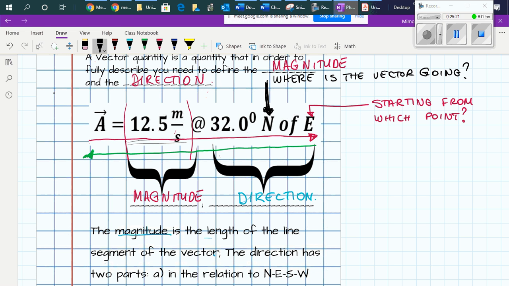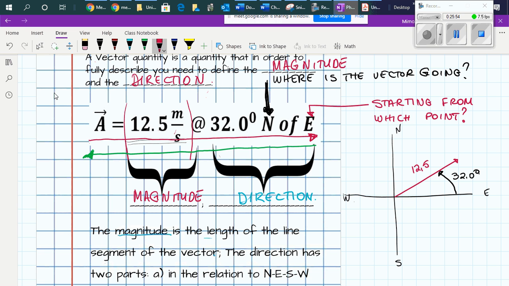What do I mean by this? The northeast southwest axis looks like this. So now you are starting from east, meaning you are starting here. You are going north, so you are going in this direction at 32 degrees, with a magnitude of 12.5 meters per second. And this is vector A. Does it make sense?